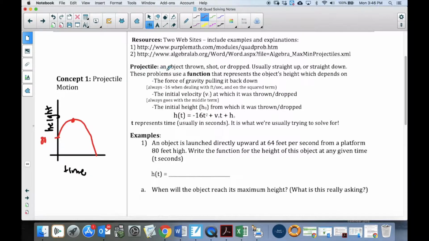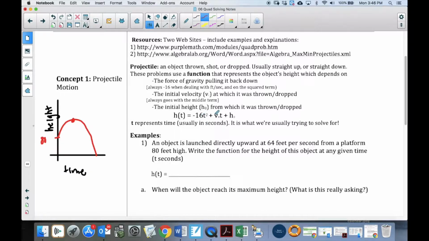So here we talked about what a projectile is: an object thrown, shot, or dropped, usually straight up or straight down. These problems use a function that represents the object's height, which depends on the force of gravity pulling it back down, the initial velocity at which it was thrown or dropped, and the initial height. So this equation is actually a physics equation. It's modified a little bit for a couple of things, but it is essentially a physics equation.